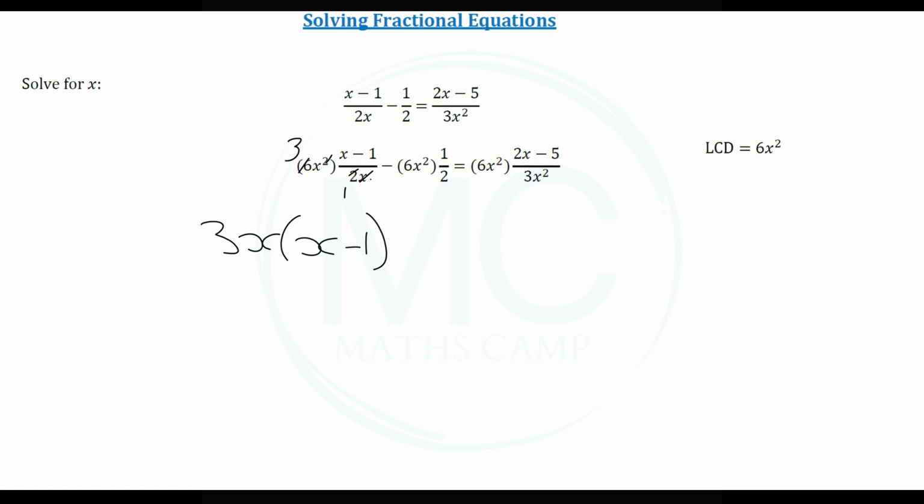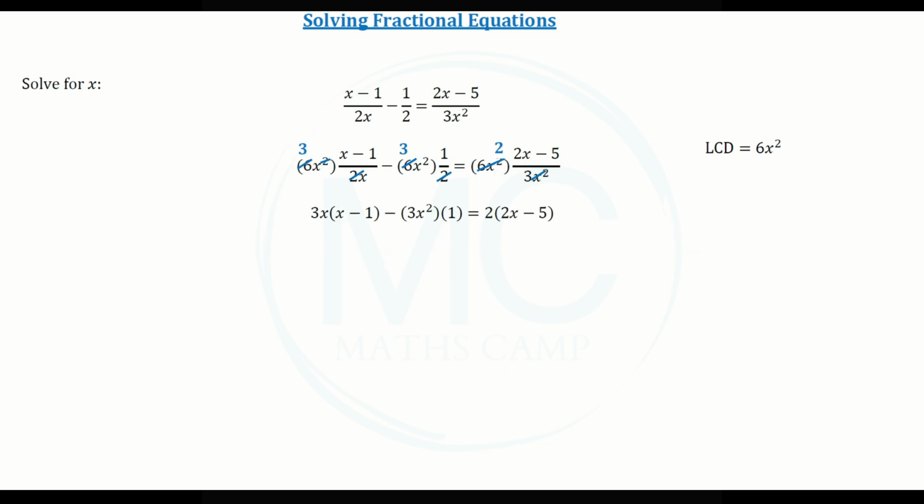In the second term, 2 divided by 2 is 1. 6 divided by 2 is 3. And we have negative 3x squared multiplied by 1, which is simply negative 3x squared, equal to, on this side, the x squareds cancel. 3 divided by 3 is 1, and 6 divided by 3 is 2. So we have 2, open bracket, 2x minus 5.